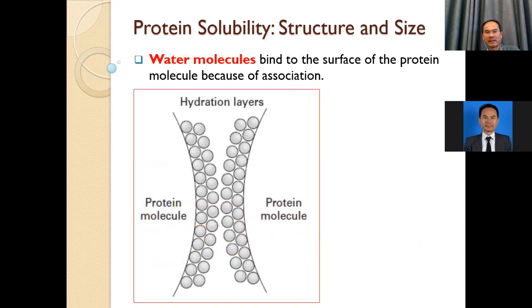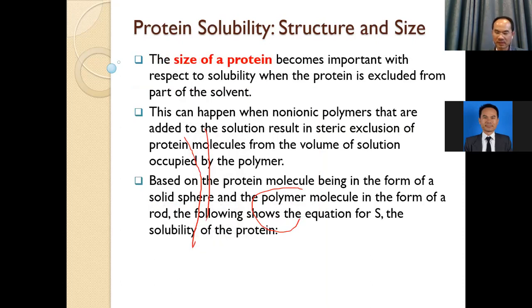Like this, this is the protein molecule, and this is the hydration layer. This is the water molecule bound to the surface of the protein molecule before the association. And another factor is the size of the protein. The size of the protein is also an important parameter that affects the solubility.